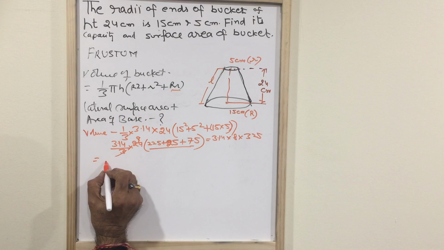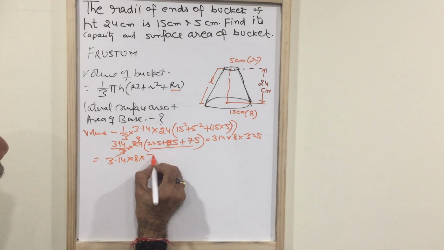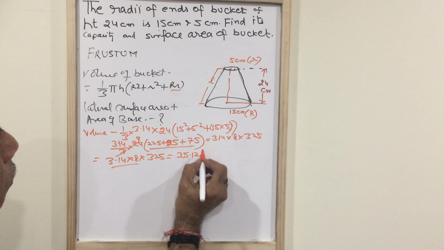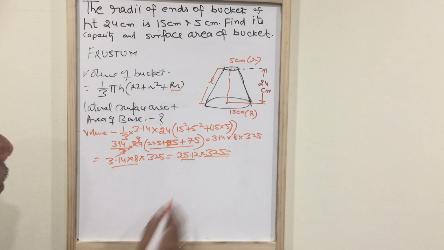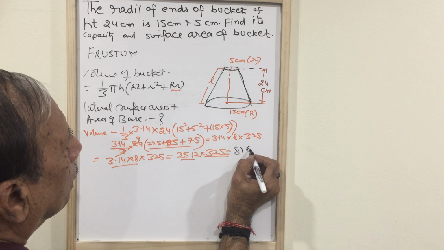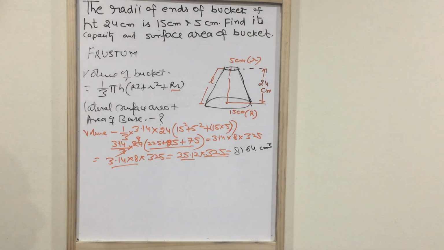So we'll finally solve it over here. 3.14 multiplied by 8 is 25.12, multiplied by 325. If we multiply 25.12 by 325, it comes to 8164 centimeter cube. 8164 centimeter cube is the volume of this.